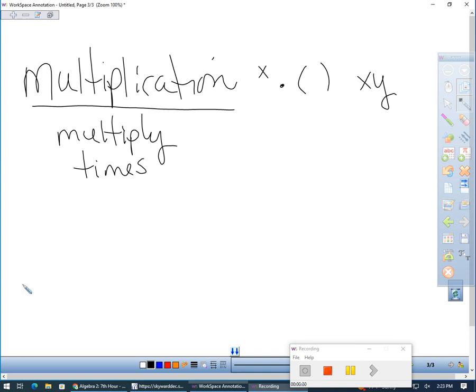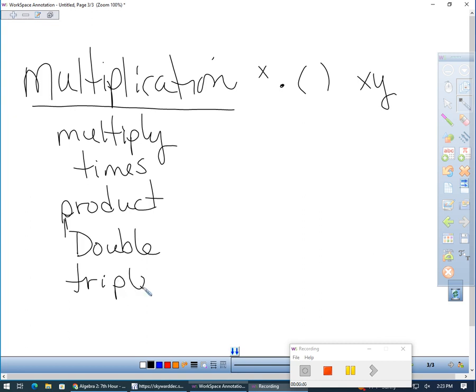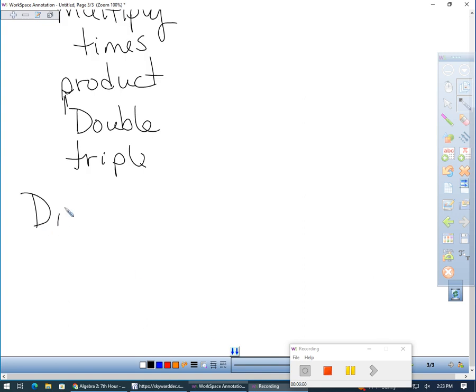All right, so let's go back to multiplication. There's one word that you're going to see probably the most often. Product, yes, product. Now, a couple other things that might mean multiplication you might see. What if I said double? Yeah, you can say triple. Those all mean that we are multiplying by a set number, right? All right, so let's talk about division.